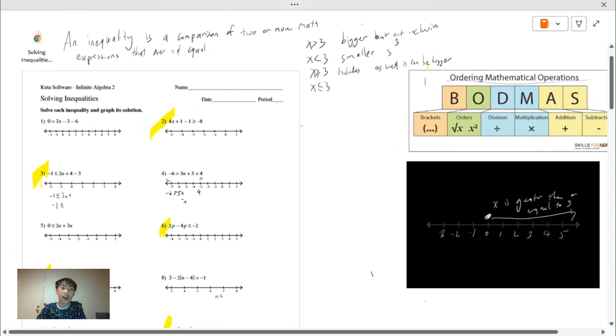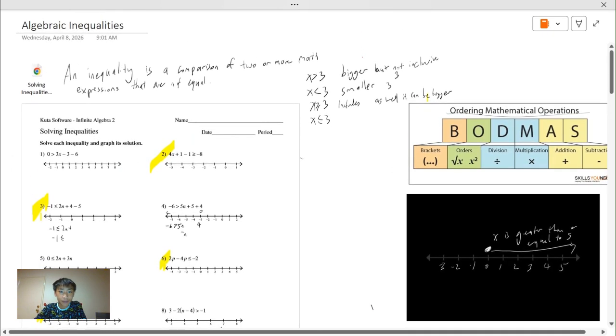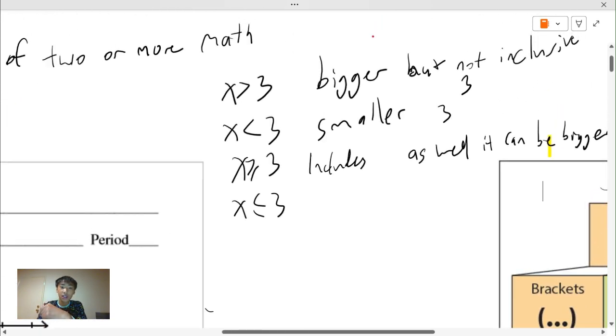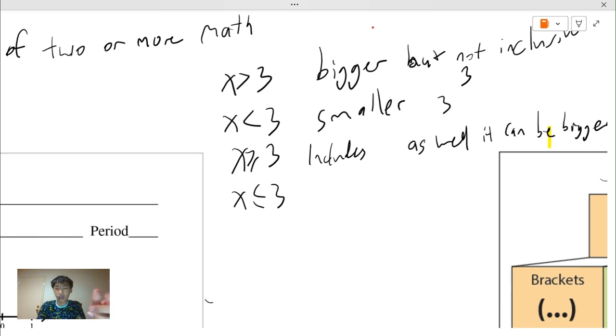Today we'll be talking about algebraic inequalities. Inequality is defined as a comparison of two or more mathematical expressions that are not equal to each other. So, for example, x is greater than 3, which just means that it's bigger but not including the 3. And the same goes for less than, which is smaller than 3 but also not inclusive.